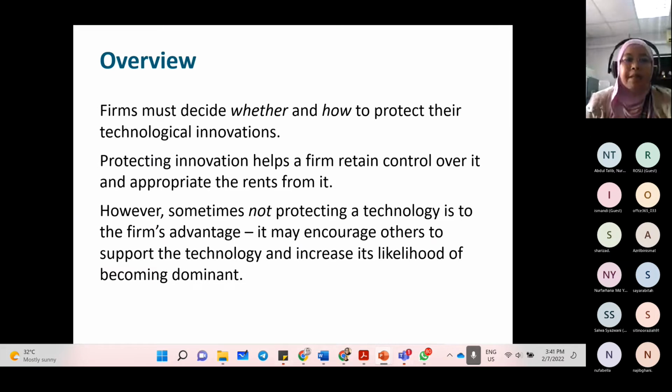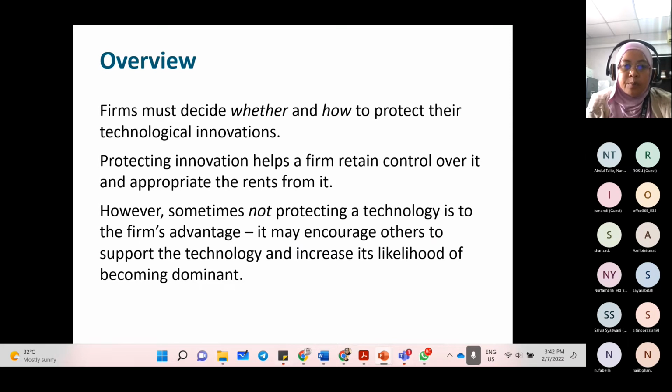Firms must decide whether and how to protect their technological innovation. Protecting innovation helps a firm to retain control over it and appropriate rents from it. However, sometimes not protecting a technology is to the firm's advantage. It may encourage others to support the technology and increase its likelihood of becoming dominant.